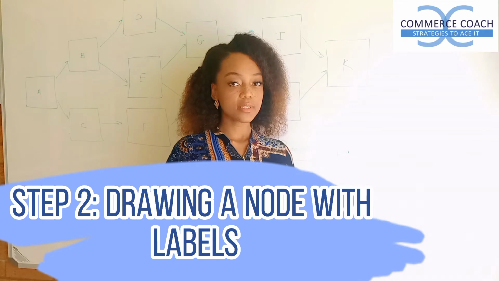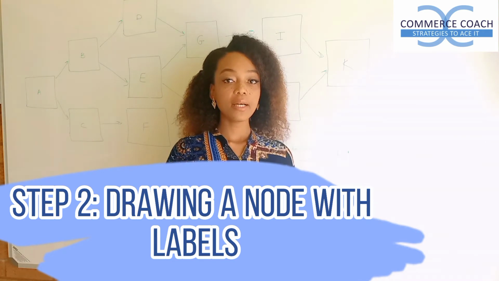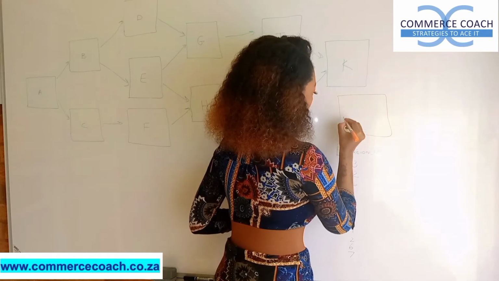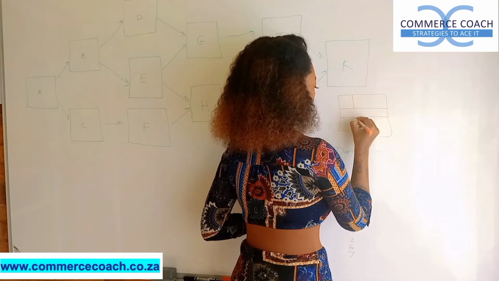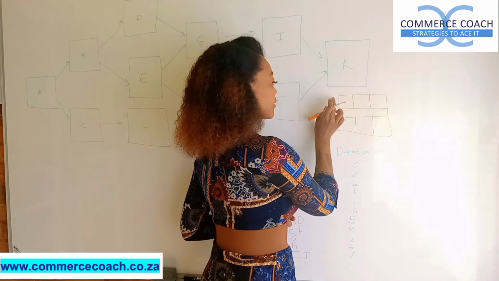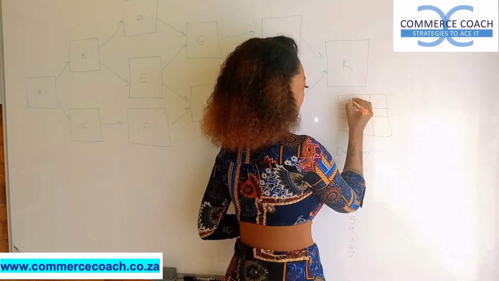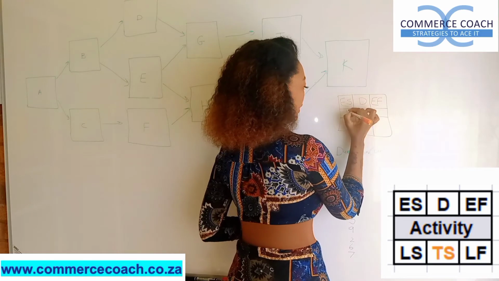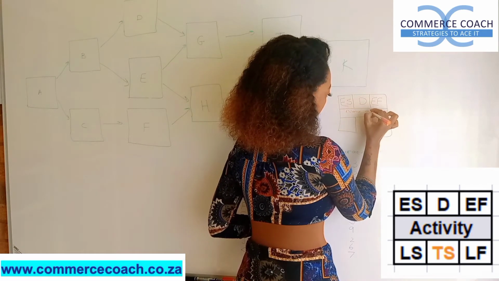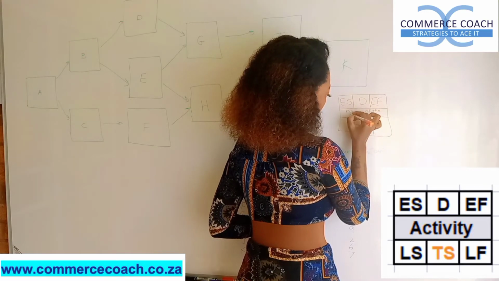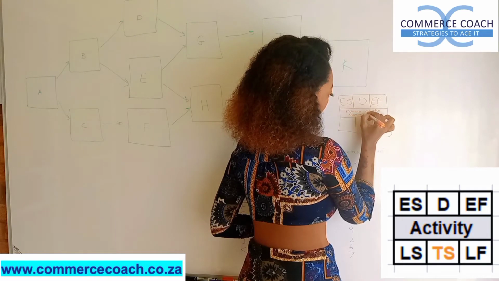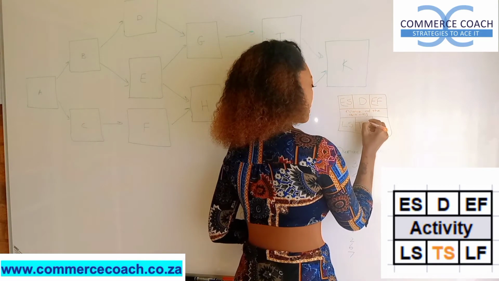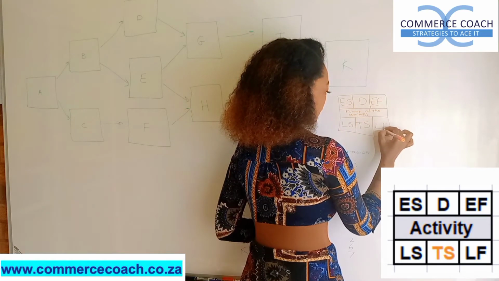Now that we are done drawing the network diagram, we can get started with the calculations, but I will highly suggest for you guys to draw a node that has the labels of all the things that you guys are required to calculate. So in the top left corner, we will have the early starts. In the middle, we'll have the duration and the early finish. And then over here, you will have the name of the activity, which will be A, B, C, D, or whatever the case might be. In the bottom left, we will have the late start and the total slack and the late finish.